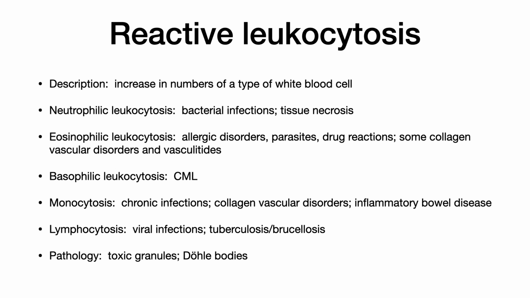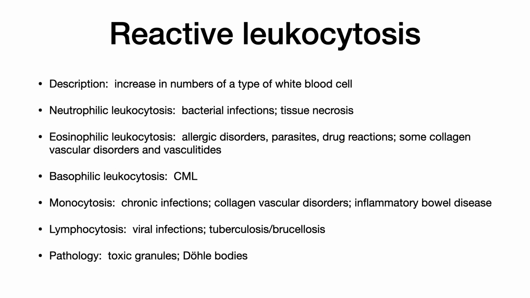Monocytosis is usually with more chronic infections. You can see it also in some of the autoimmune disorders. Lymphocytosis is associated with viral infections. And then one pathology that you'll see, mostly in the neutrophils as far as I know, is toxic granules. In mature neutrophils, you usually do not see the granulation. When you start seeing it, that would be toxic granulation, and you can see that when they're increased in number and when they're responding to an infection.